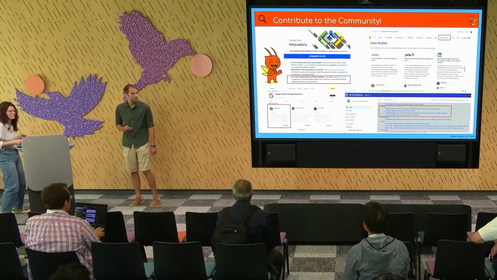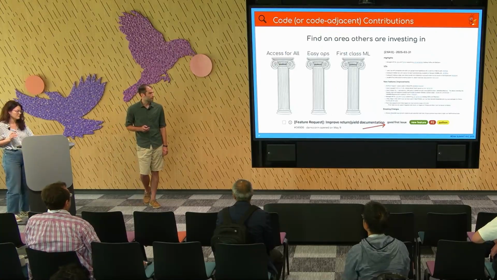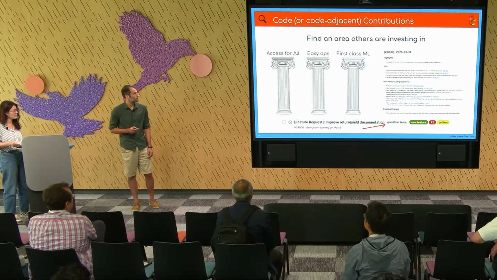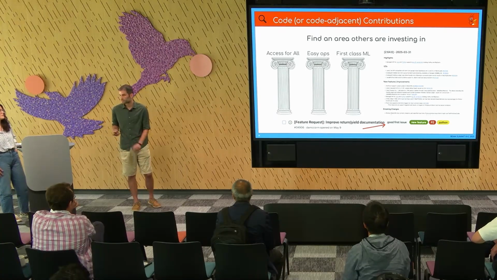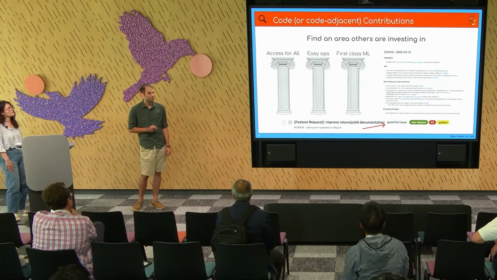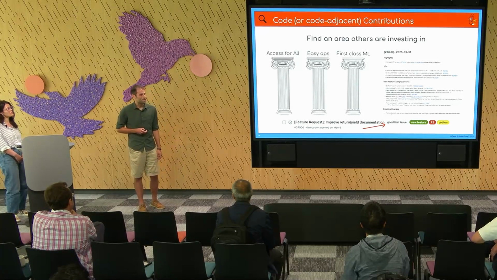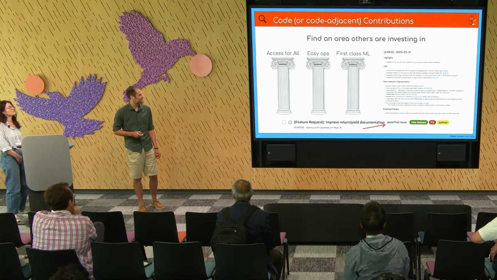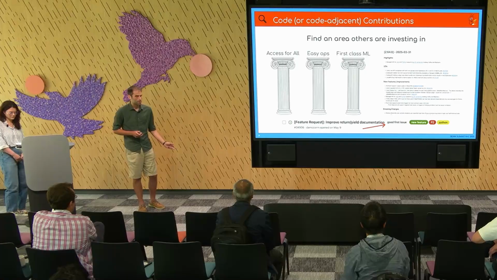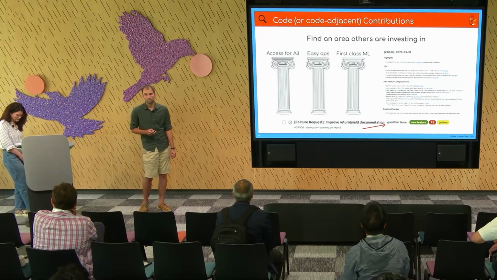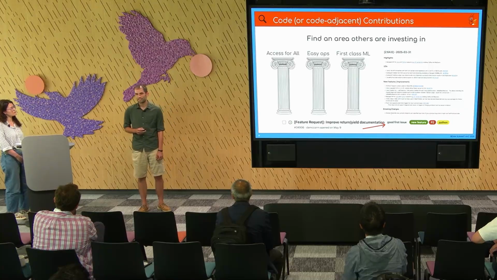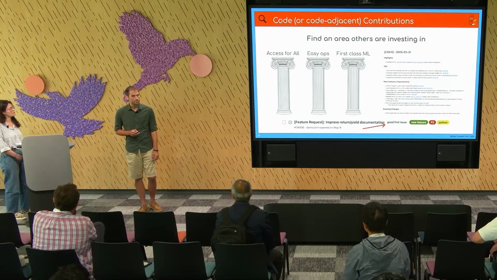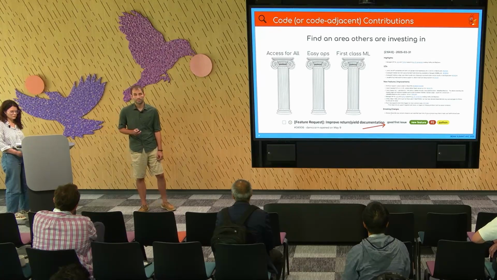Yeah, thanks. So I'm going to talk a little bit about getting started with code or code-adjacent contributions. As Jana covered, there's a ton of different ways to contribute, but this is where my background and expertise lies mostly, I guess. So when we think about getting started with really any open source project, there's an easy way and a hard way. The easy way is to find a place where other people are investing, and that can look like a lot of different things.